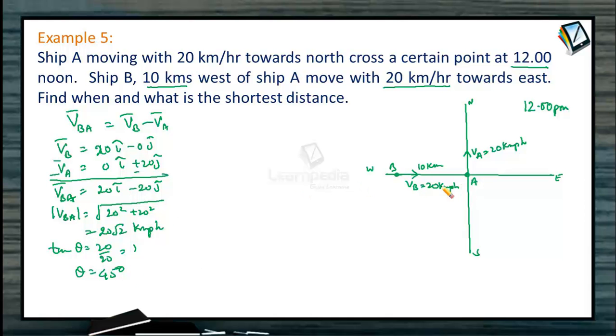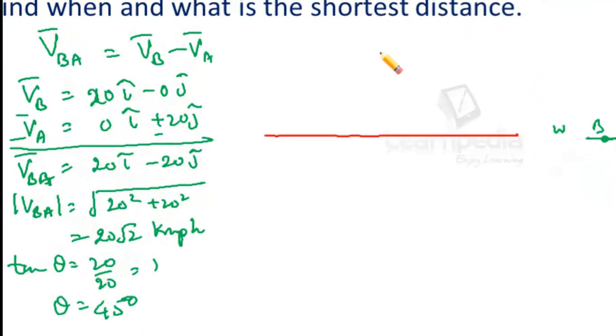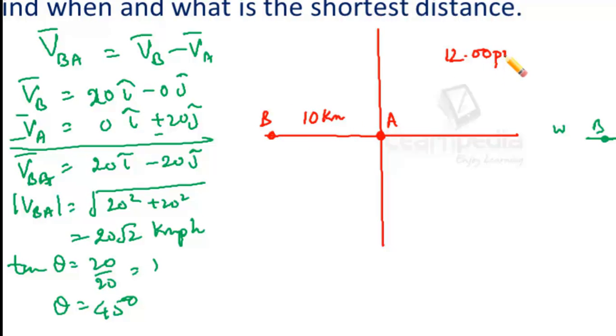As I told you, let us redraw this figure. This is our x-axis and y-axis. Now, where is ship A? Ship A is at the origin. This is A. Where is ship B? Ship B is 10 kilometers from ship A at 12 noon. This is the position I am drawing at 12 noon. Fine. Now, in which direction is ship B moving relative to ship A? 20 i cap minus 20 j cap. So the ship B is supposed to be moving like this.